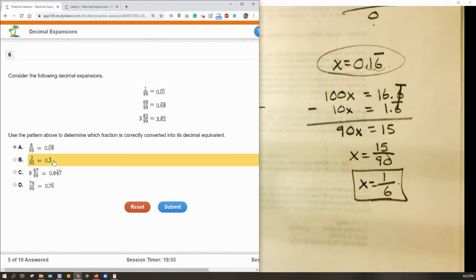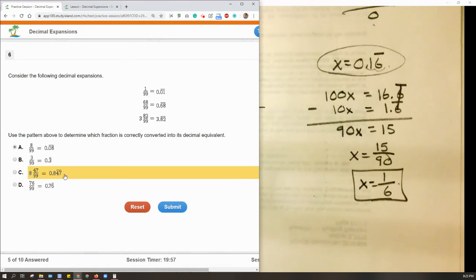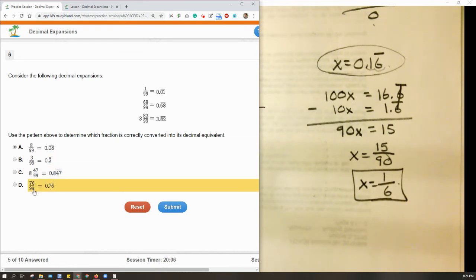So that one's wrong. This one puts the 8 that's out in front on the wrong side of the decimal. That'd be kind of like if they put the 3 on the right side of the decimal instead of the left. That's all wrong. And this one, 76 over 99 is close, but they don't have the 7 repeating with the 6. It's just 7, 6, 6, 6, 6, 6, 6. Just the 6 is repeating. It should be 76 repeating. 76, 76, 76. A is the answer.